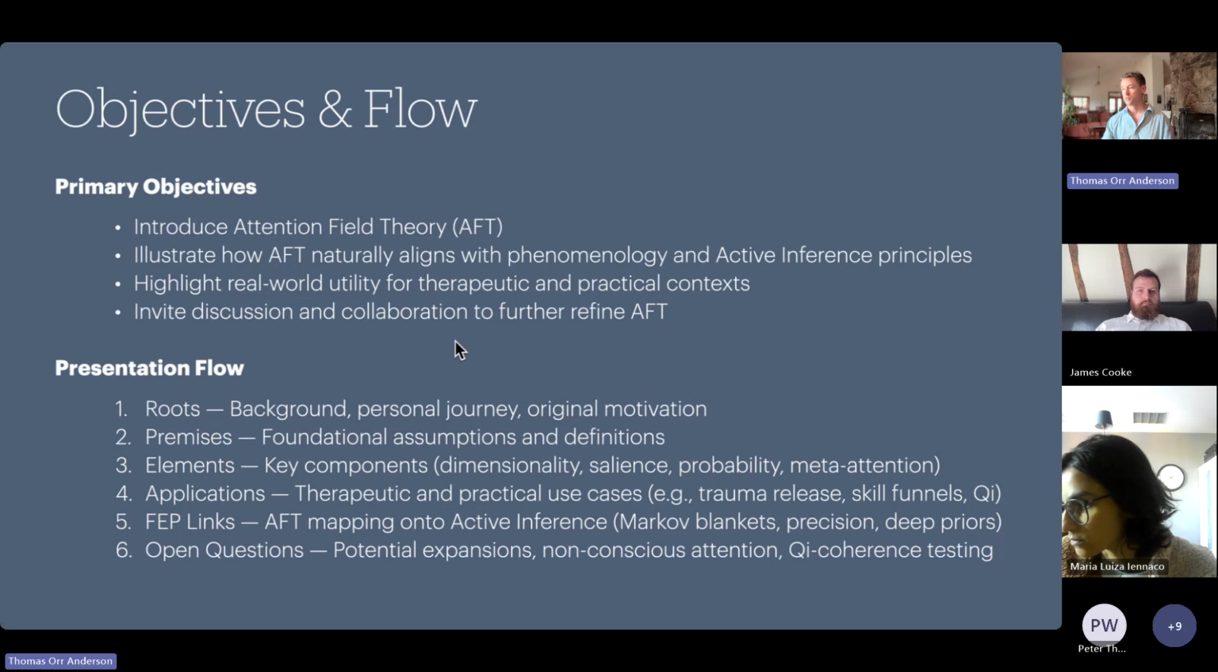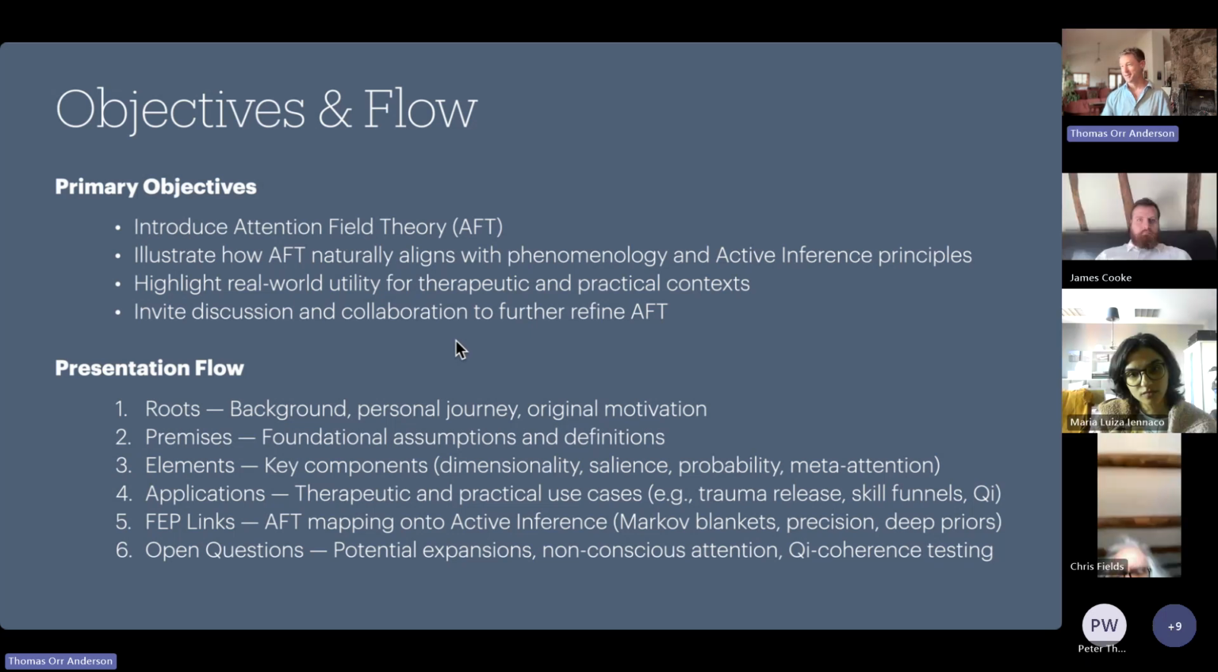I reached out to Professor Friston hoping to have a conversation with him because it seemed to me that this framework mirrors active inference principles very clearly. And instead of having that discussion privately, he invited me to give this presentation.